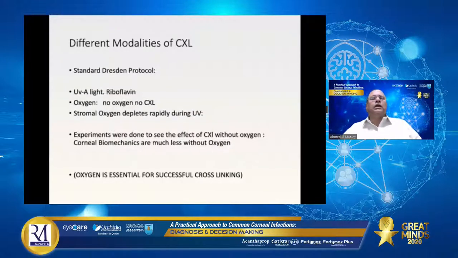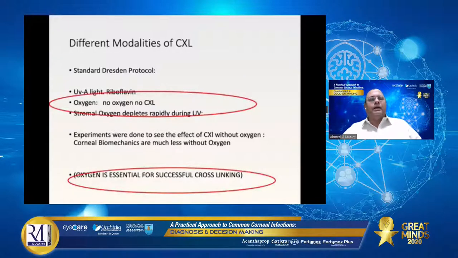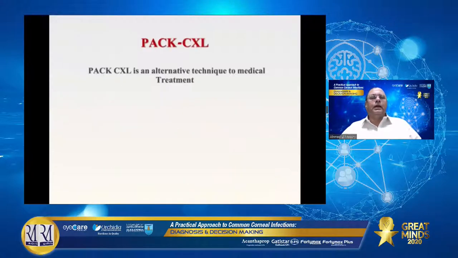From this slide, what we want to stress on is one thing: that cross-linking depends on oxygenation. So oxygen is essential for successful cross-linking. So this is a very important point. And just to stress, even in the conventional cross-linking, oxygen should be enough for the cross-linking to be successful.